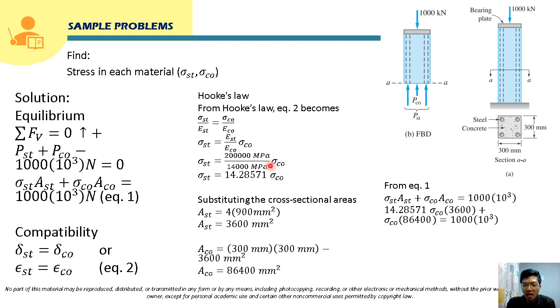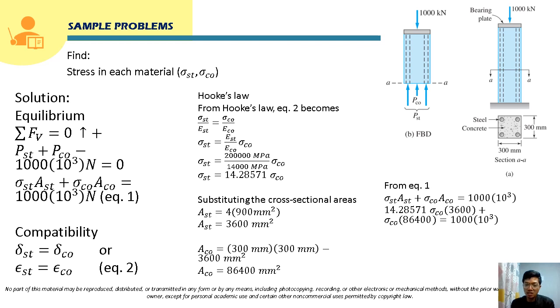14.28571 sigma CO times the area of the steel, which is 3,600, plus the stress in the concrete, so that is unknown, and then the area of the concrete is 86,400. So this will be equal to 1,000 times 10 cube. From here, we can see that there's only one unknown, which is sigma CO. So we can now solve for sigma CO here.